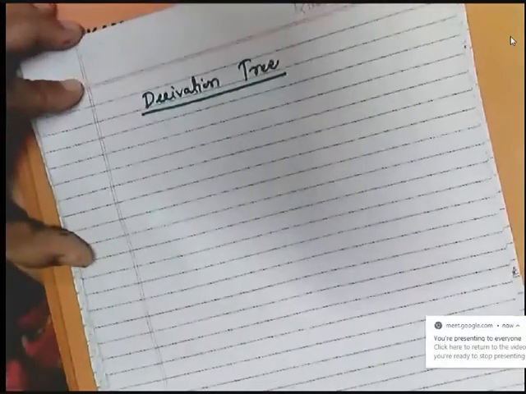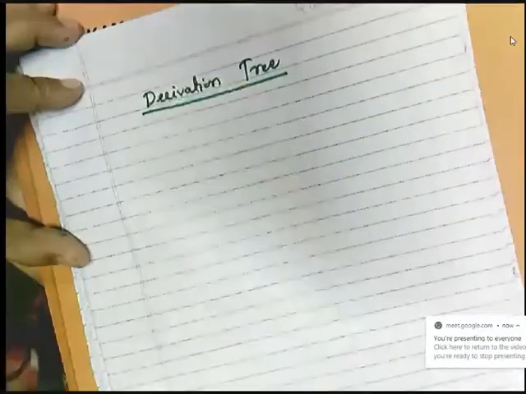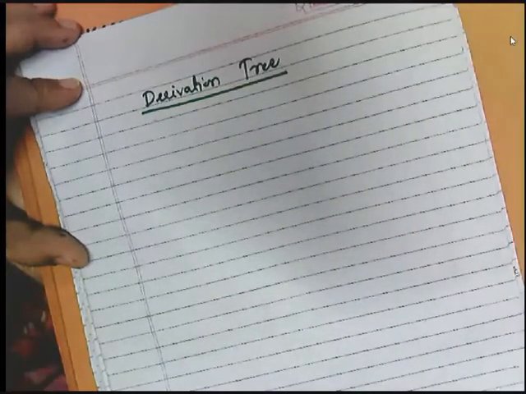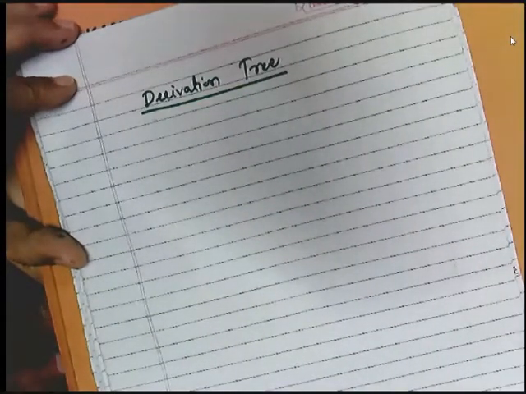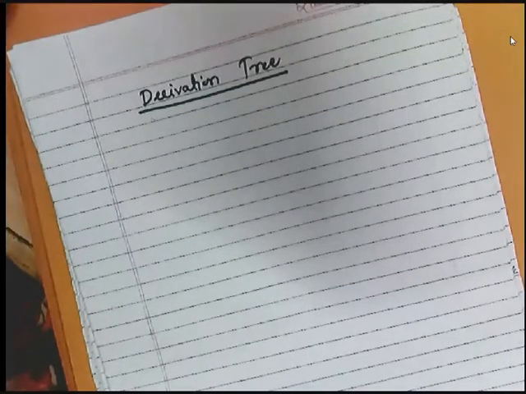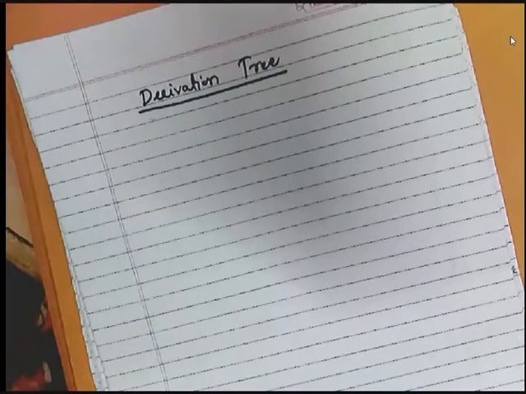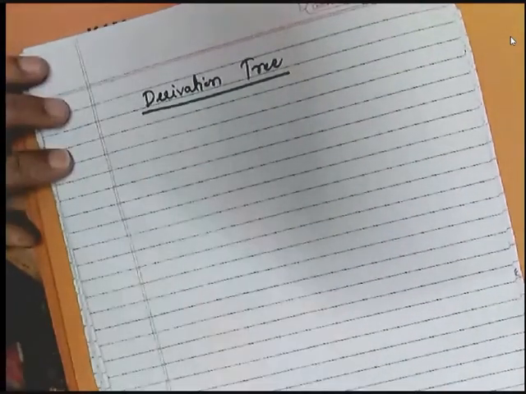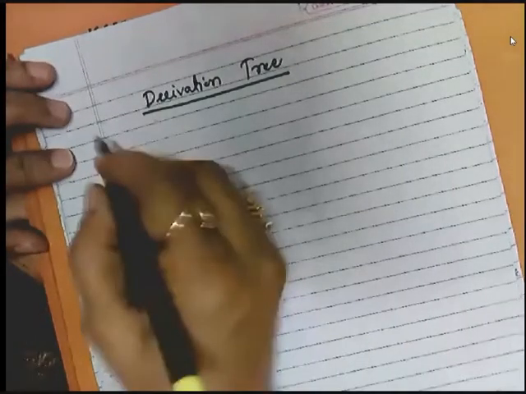So next point is derivation tree. As its name suggests, just now we have discussed leftmost derivation and rightmost derivation, right? Now we can also show the derivation process using a tree structure, and that tree is called a derivation tree.